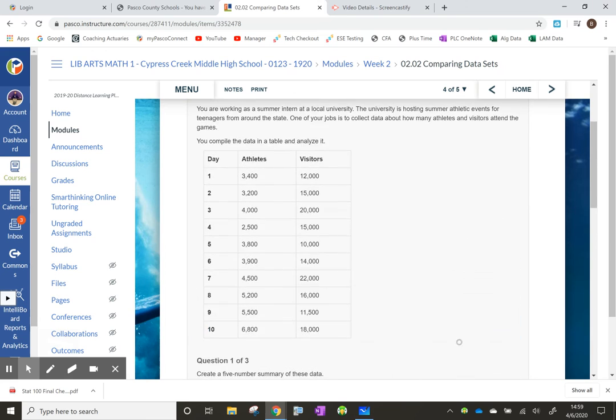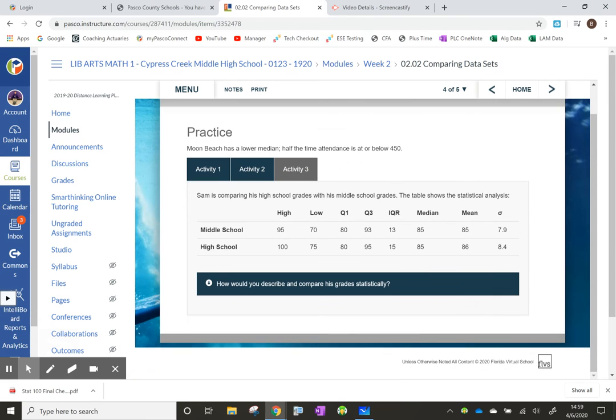What was activity 3? So you've got those values again. How would you describe and compare these grades statistically? So, middle school and high school. Let's look at them.